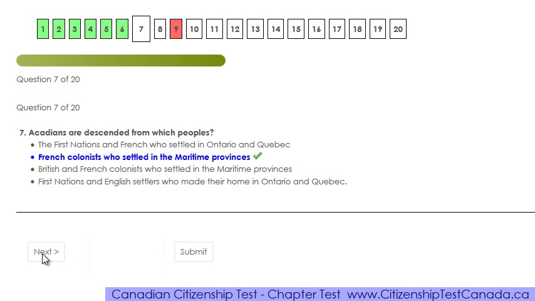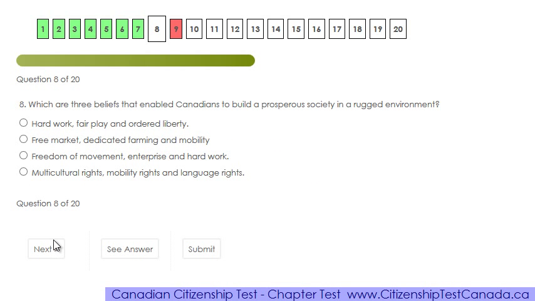Let's go on. Question 8 of 20. Which are 3 beliefs that enabled Canadians to build a prosperous society in a rugged environment? Okay, all of these sound pretty good. So you're going to need to be able to pull up that bit of the guide in your head to understand which are the rights, which are the responsibilities, etc.